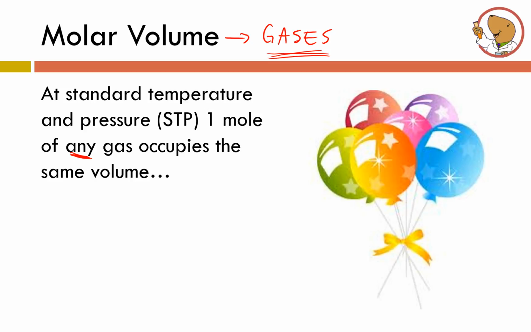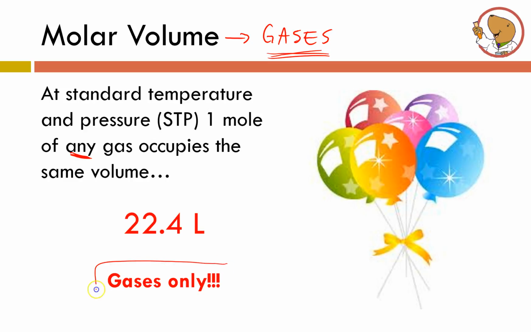Again, gases only. We were talking about gases under very specific temperature and pressure conditions. And it turns out that 1 mole of gas at 0 degrees Celsius and 1 atmosphere of pressure, also known as standard temperature and pressure, occupies 22.4 liters of space.